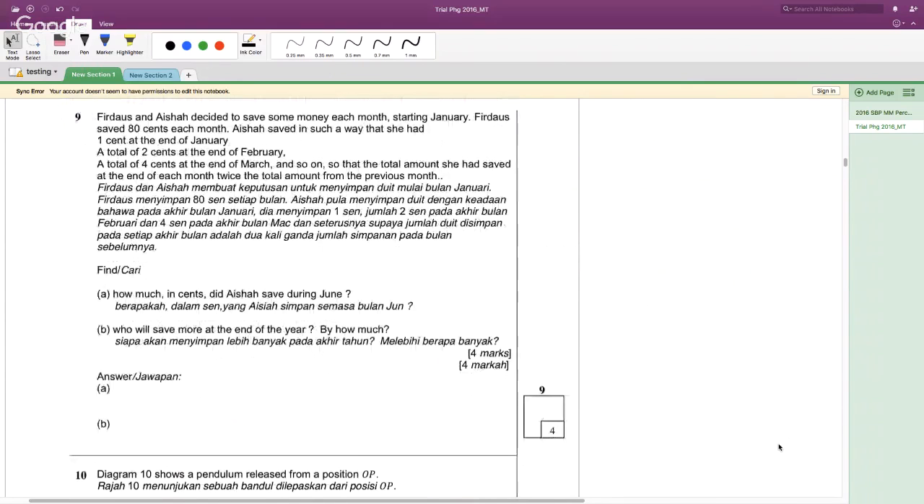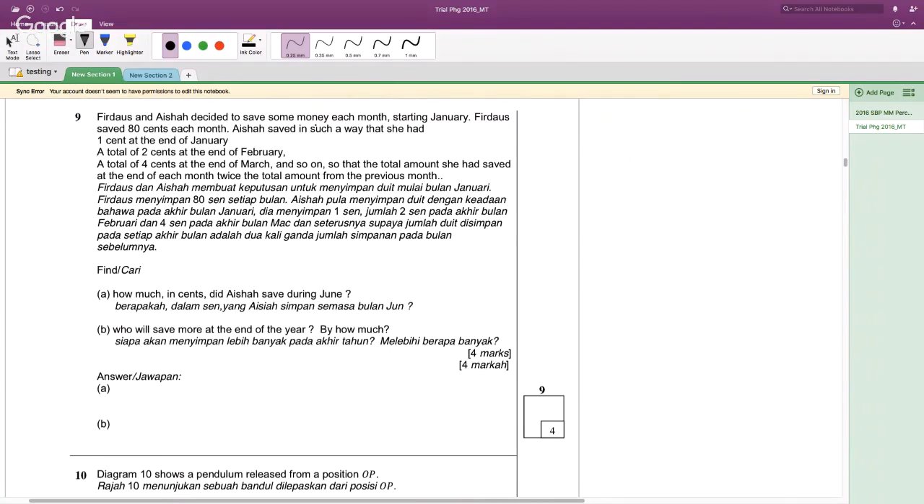Okay. This one, how to pronounce this name? Firdaus. Okay. So I just call it F and A lah. Yeah, this is Ishar. All right. Let me just, because I'm just not so good in pronunciation.